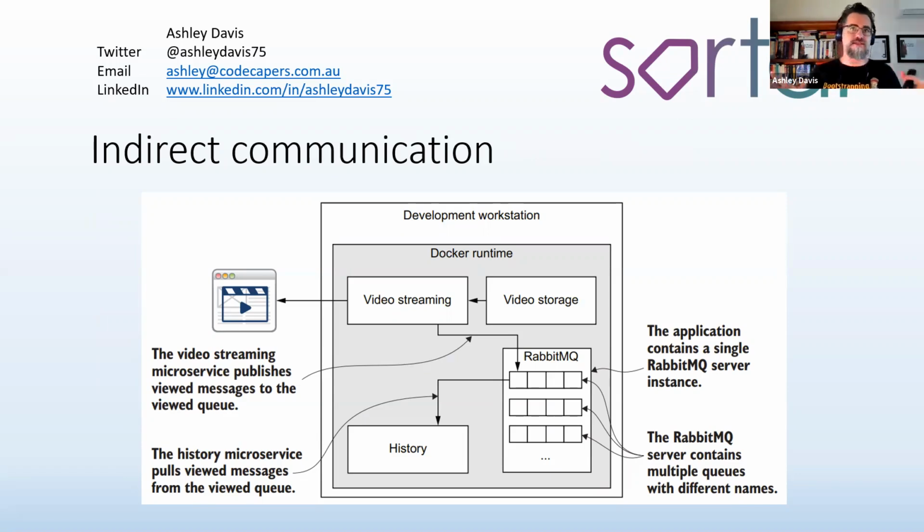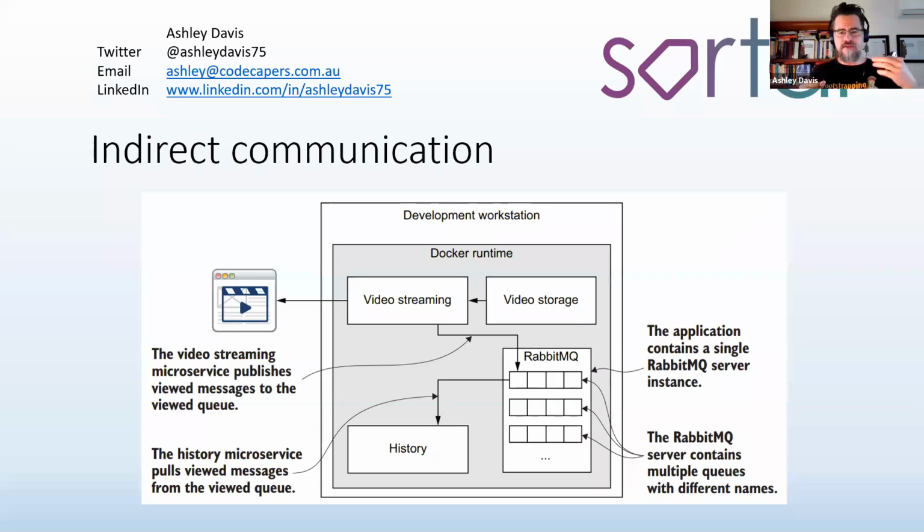Direct communication is really simple to implement and easy to understand, but unfortunately, it results in really tight coupling between microservices. Using message queues like RabbitMQ, on the other hand, allows for indirect communication. And that's where the communicating microservices don't have to know about each other. So that's what I use RabbitMQ for, indirect messaging between microservices. You can see it in the diagram here from my book. The message queue is acting like a middleman between 2 microservices in this picture, the video streaming microservice and the history microservice. This is an example from my book, of course, so it's fairly specific.